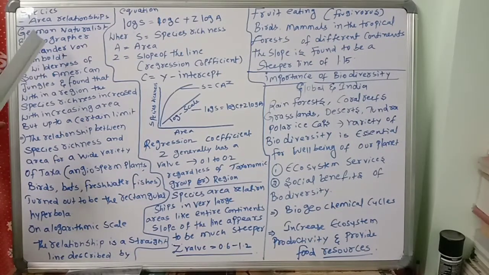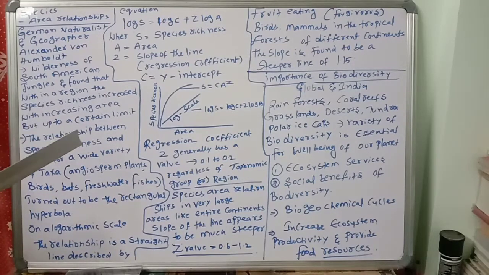So this was identified by the German naturalist called Alexander von Humboldt. It was in the South American jungles. Which jungles did he study? South American jungles. He went there and found that species richness increased with increasing area, but up to a certain limit. That is the point.